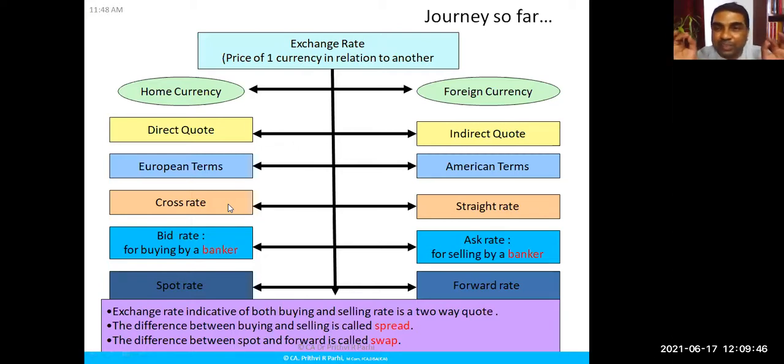You also know there is a concept called the bid rate, and there is one more concept called ask rate. Bid rate means what rate? Who can tell me what is bid rate?